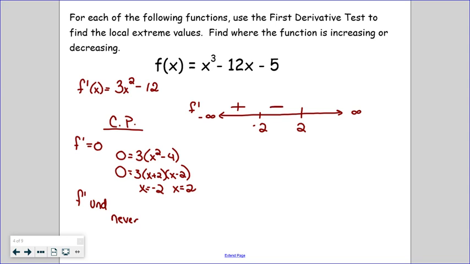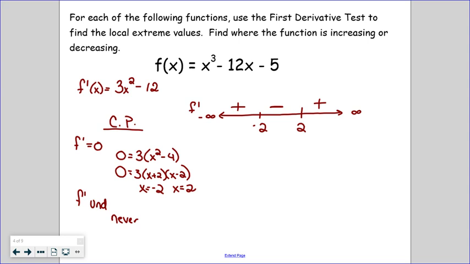Something bigger than 2, like 10. Plug 10 into my derivative over here, and I would end up with a positive number. Not my answer, but it helps me identify what's going on. So my derivative is positive, and then negative, and then positive, and what does that tell me about my function?